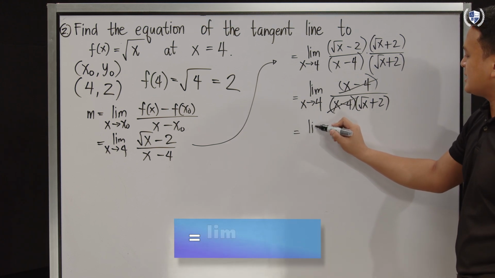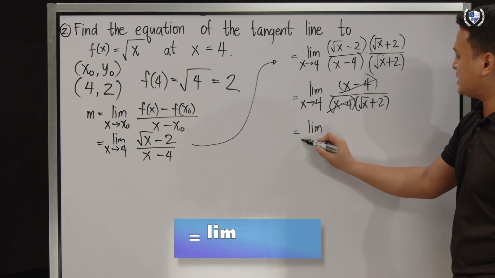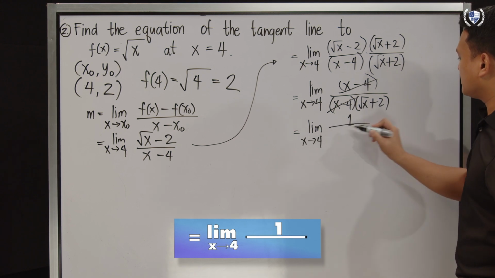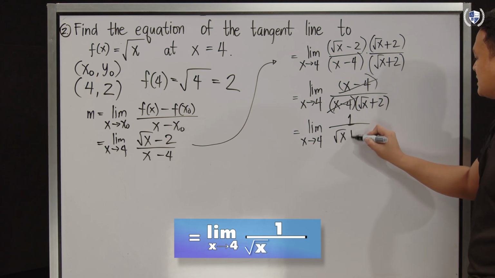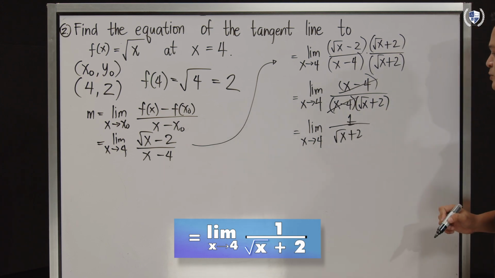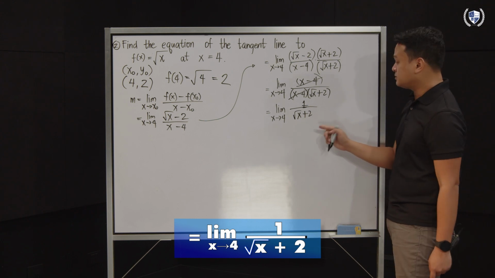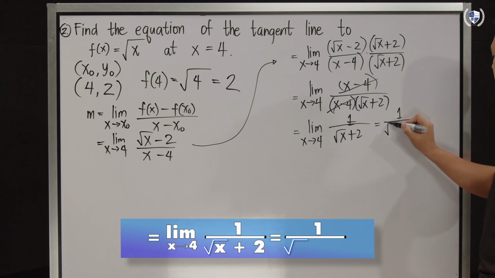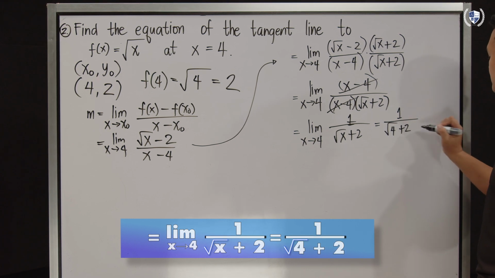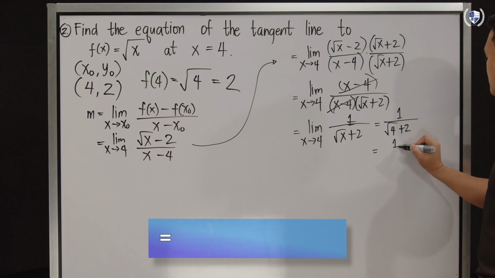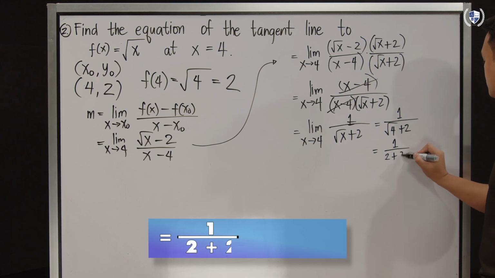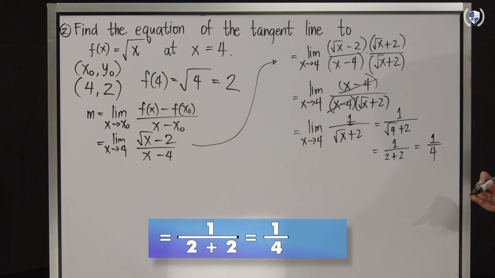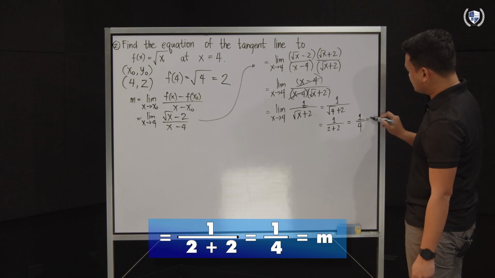Meaning, ang naiwan na lang natin sa atin ay the limit as x approaches 4 ng 1 all over square root of x plus 2. At pwede na natin gamitan ng substitution method, di ba? This is just equal to 1 all over square root of 4 plus 2. Simplifying, this is just 1 all over 2 plus 2. And this is just equal to 1/4. Are we done? Hindi pa. Siyempre, slope pa lang to it. This is just your m.